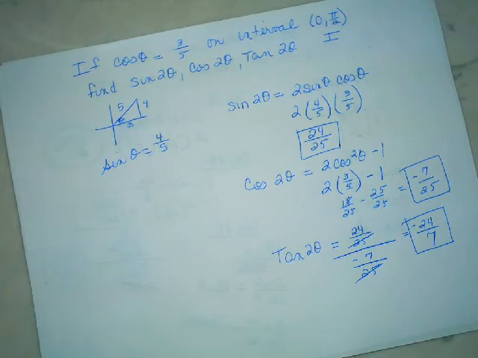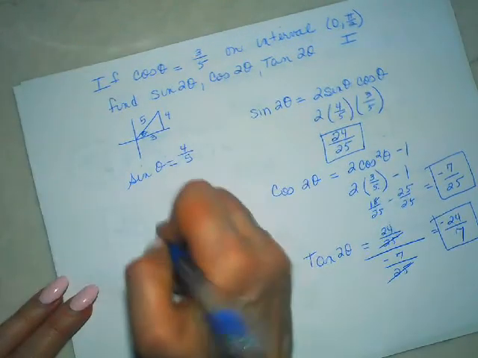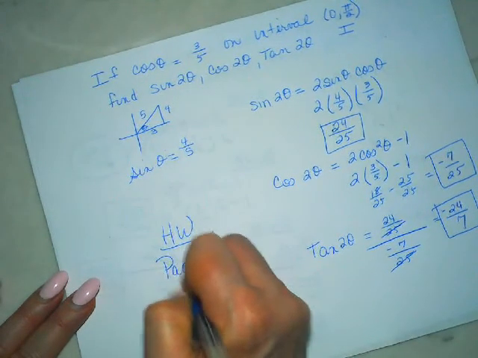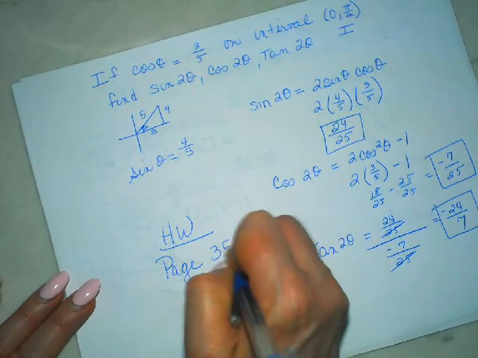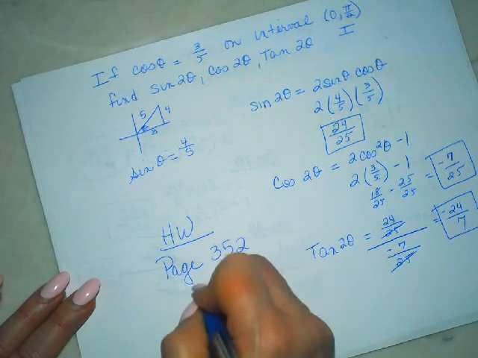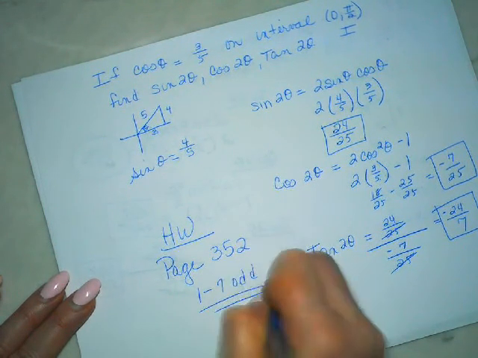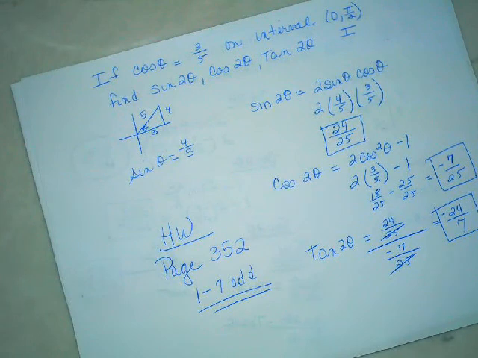So tonight for homework, okay, I wrote down the numbers, but I didn't write down the page. Let me get to the page, 352. So your homework is page 352, numbers 1 through 7.